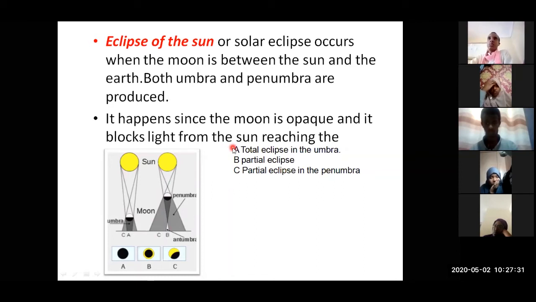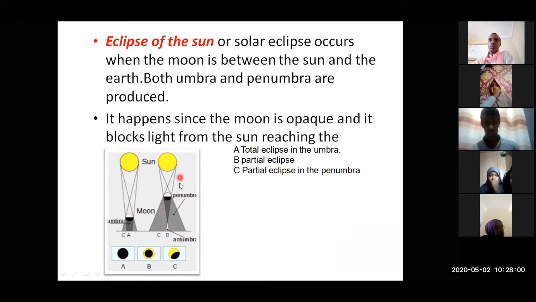So an eclipse can only occur when we have the sun, the moon, and the earth on a straight line. Remember this. The moon and the earth. There is one which rotates around the sun, and that is the earth. So the earth keeps rotating around the sun, for those of you who might confuse. And the moon rotates around the earth. Very important.